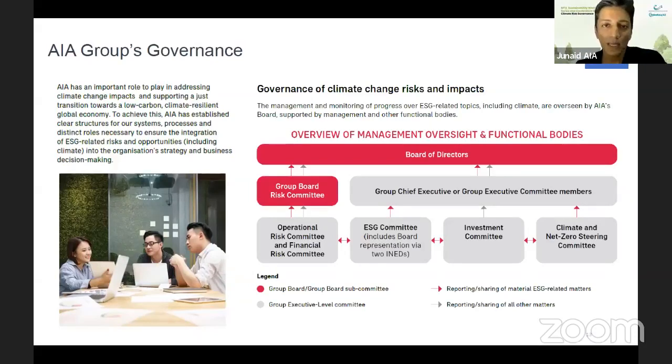So the climate-related risk information will obviously also flow through these committees and can be routed through the board risk committee to the board or to the group chief executives and their committees as required. So I'll go into a bit more detail on this in the next slide. If we can please move to the next slide.